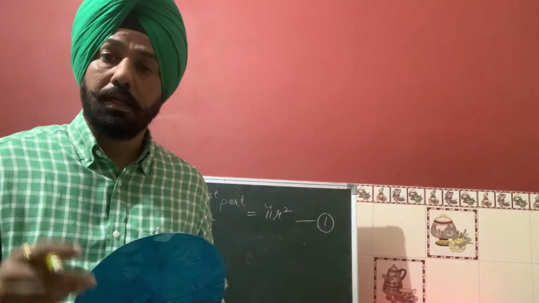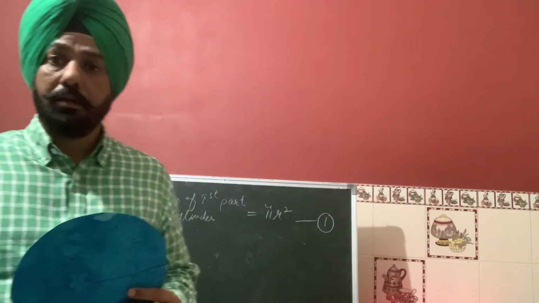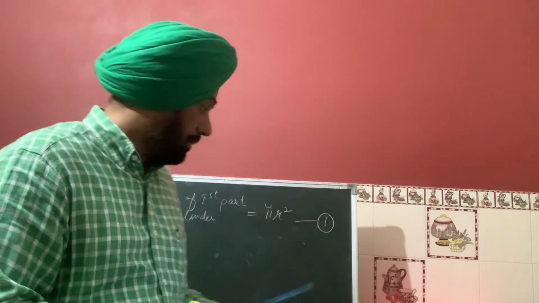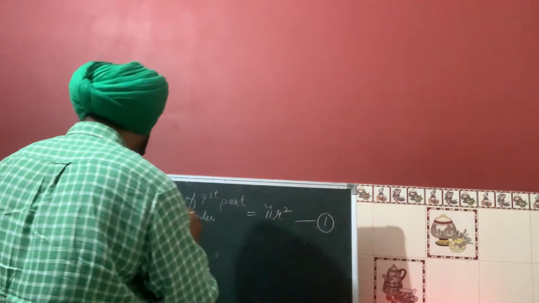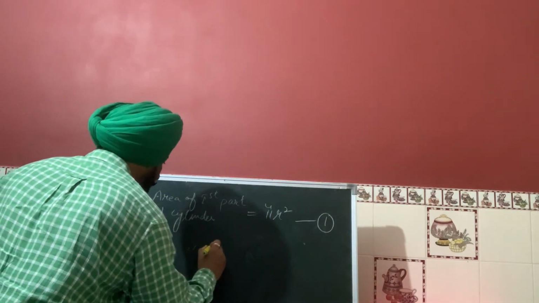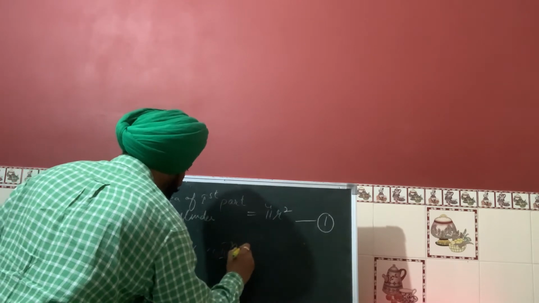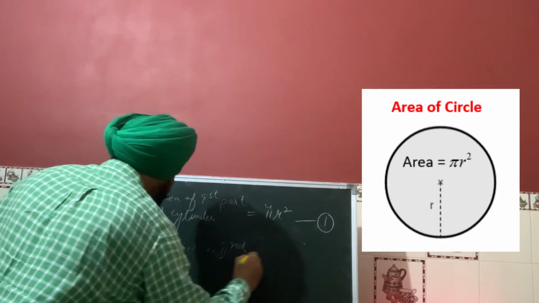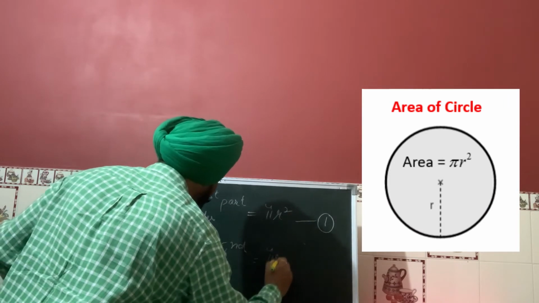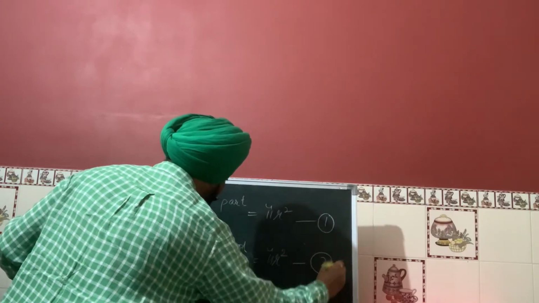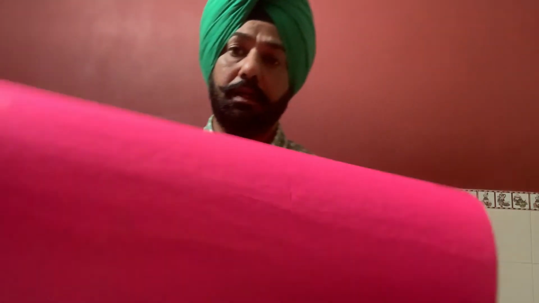And after that I have to calculate the area of the second figure, this one. This is also a circle. So the area of second part is equal to pi r square, right? Now we are left with the third part, this part. This part is a hollow pipe.